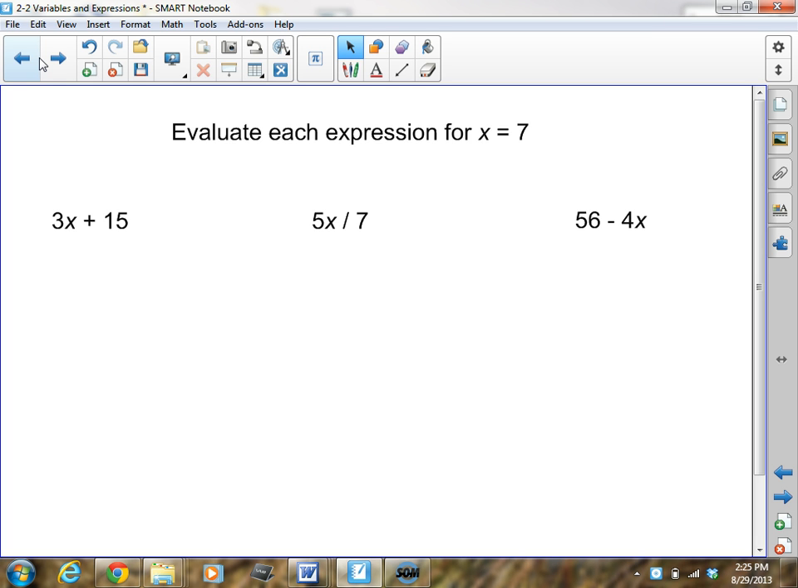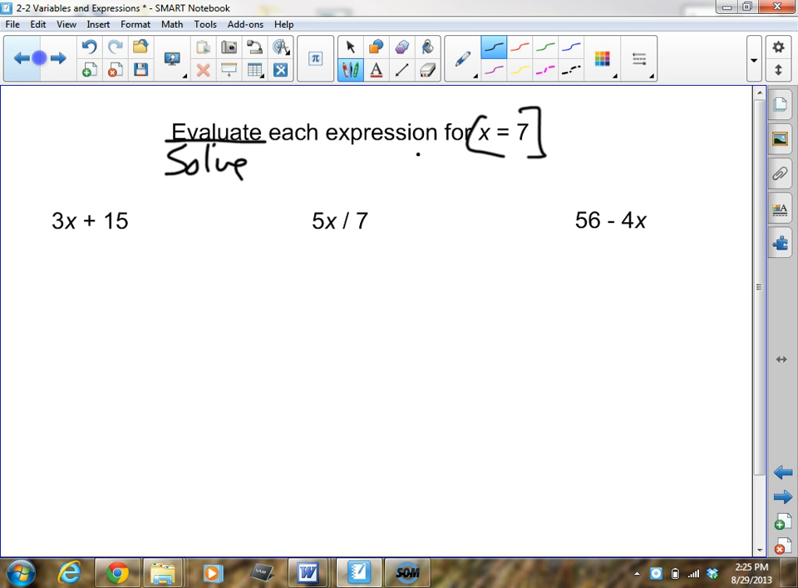Here it says evaluate, which simply means solve. I'll write that actually. Evaluate is a big word for solve. So evaluate each expression for x equals 7. Now this is important because that tells you what x is. So I see 3x plus 15, 5x divided by 7, 56 minus 4x. That right there is incredibly important because now I know what x stands for. That's a big deal. So all I'm going to do is put this in for x.